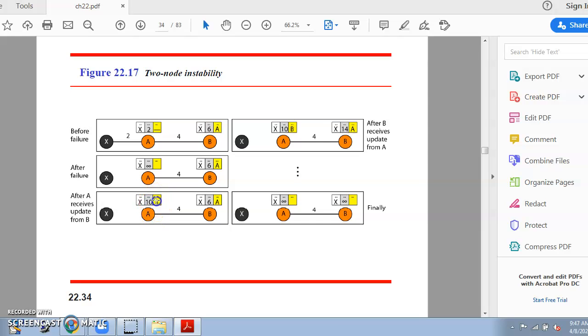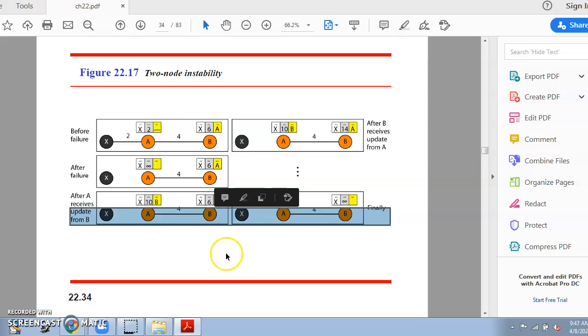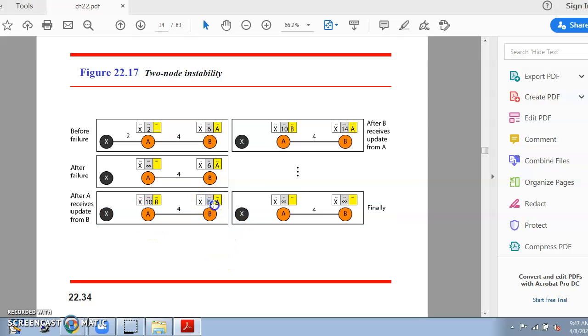So we update the next hop to B, and the cost of handing the packet from A to B is 4. B also knows there is a route to transmit the packet to X with a cost of 6. So the total cost is now 10. This problem will go towards infinity.